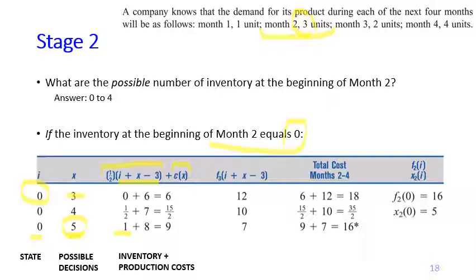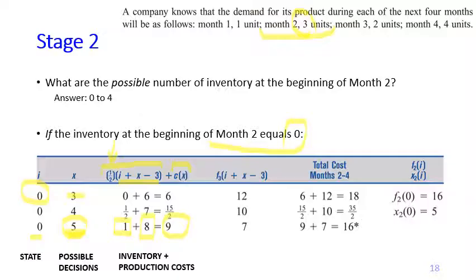2 times half, because the cost of keeping inventory is half a dollar. So 0.5 times 2 units equals 1. And then fixed cost $3, variable cost $5, equals 8. So the cost for this stage is $9 if you produce 5 items.